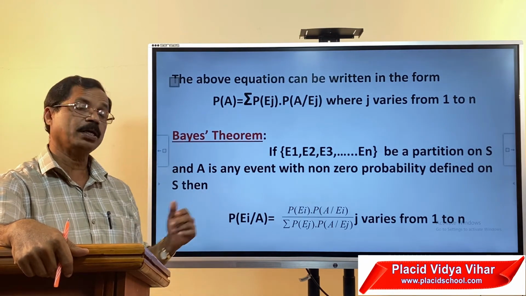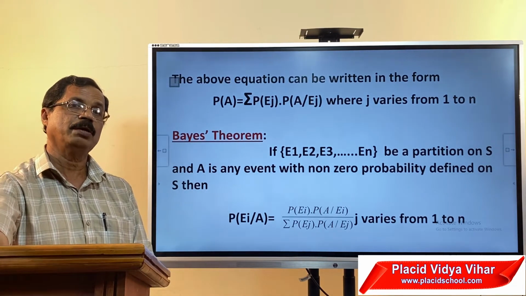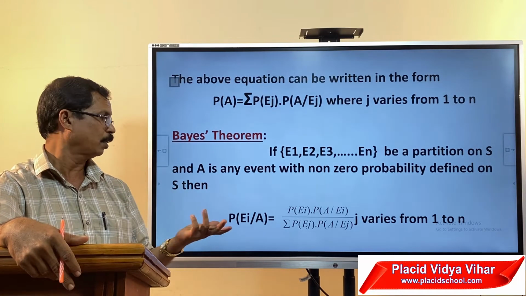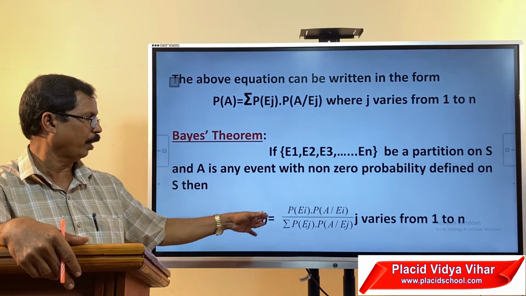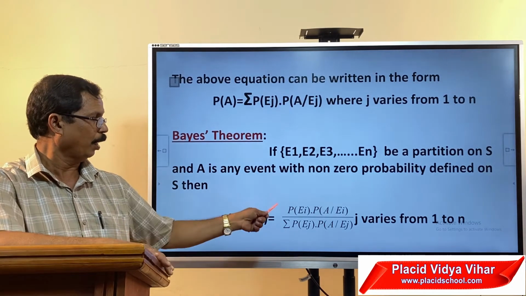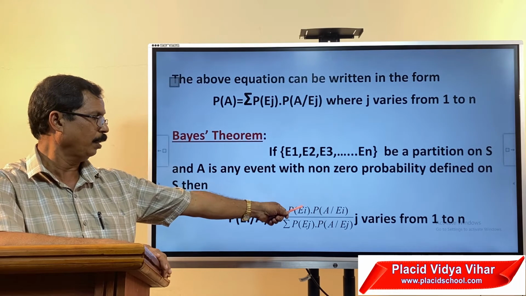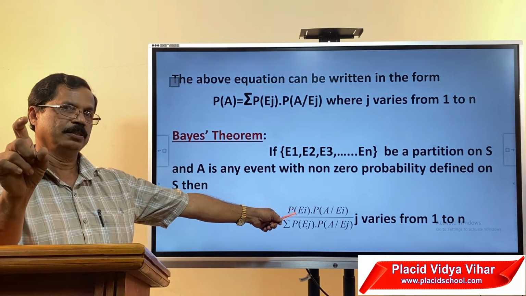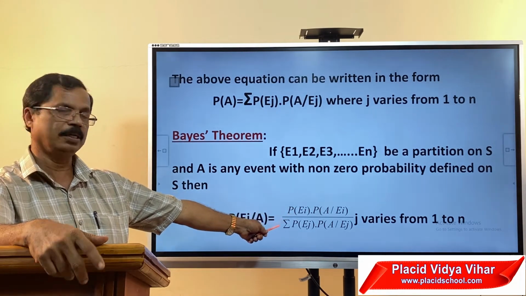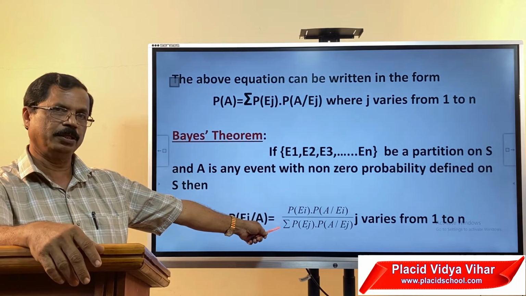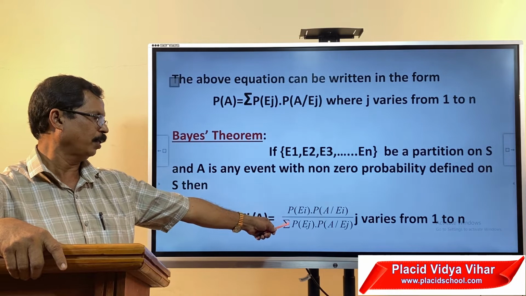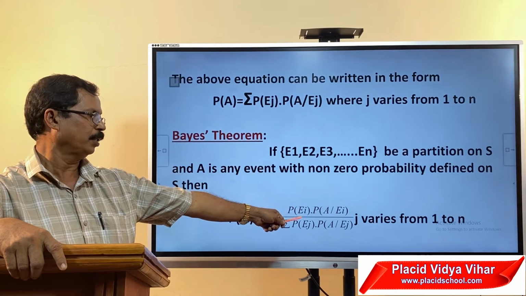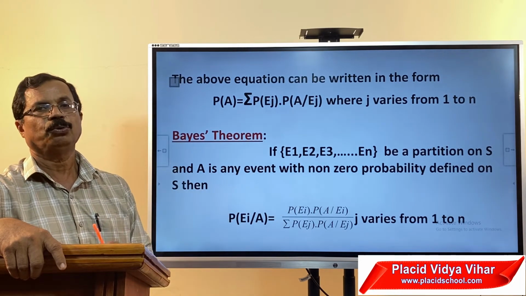So in this case you can replace it using 1 or 2 or 3, whatever it is, according as our value varies. P of Ei given A is equal to P of Ei into P of A given Ei, and the numerator is fixed, that is i. The denominator contains sigma, that means you have to expand, write down all the terms. That is sigma P of Ej into P of A given Ej, and j varies from 1 to n.